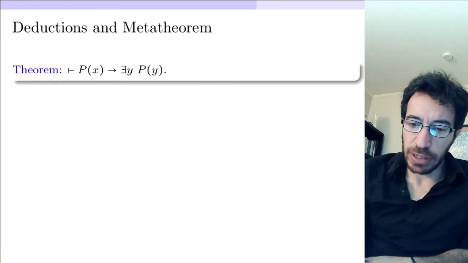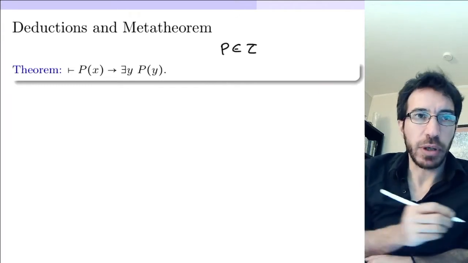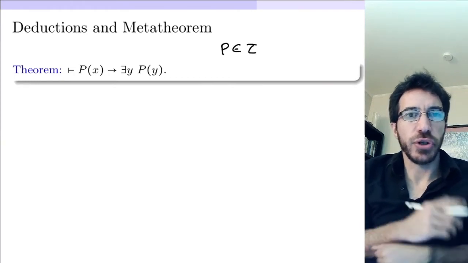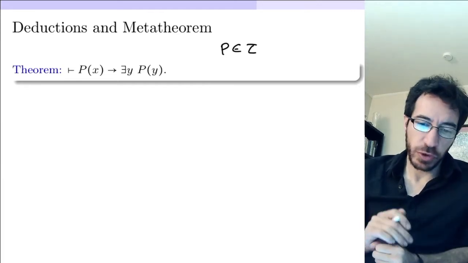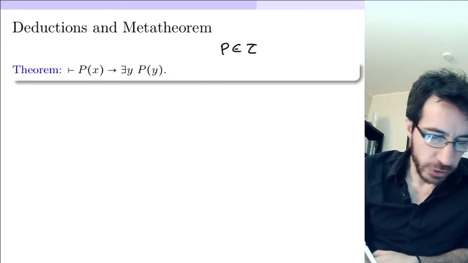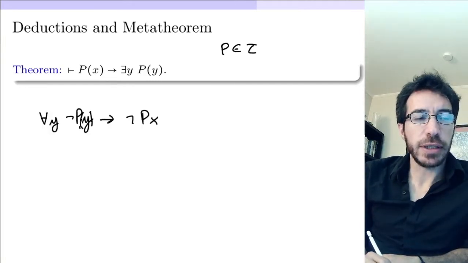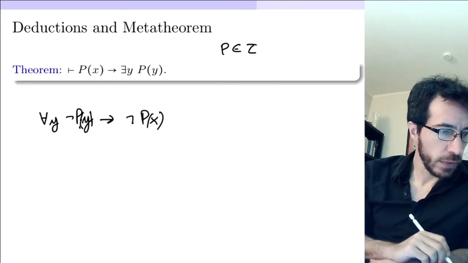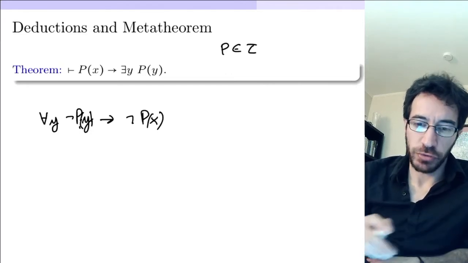So in this case, we have P, a relation symbol that belongs to our vocabulary tau, a unary relation symbol. And we want to show this formula up here. So this is what we're going to do. This is essentially the contrapositive of for every y, not p of y implies not p of x, which belongs to group 2 of the axioms.